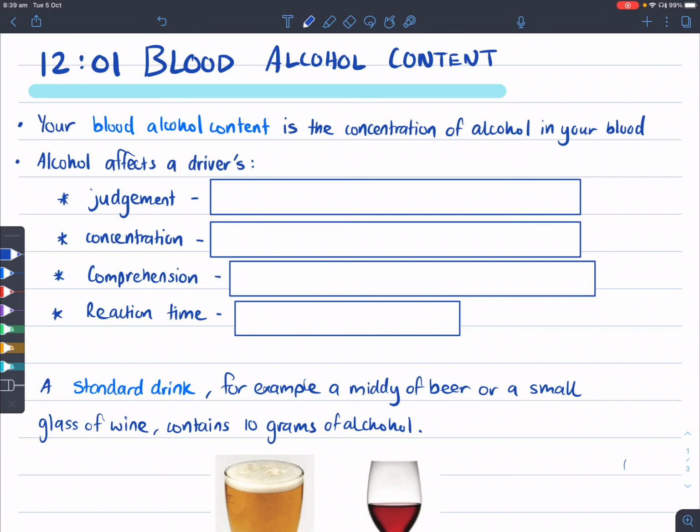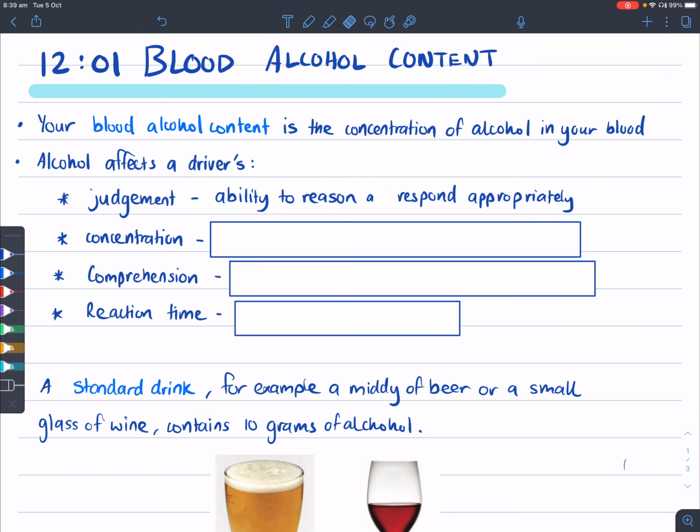In today's lesson, we're looking at blood alcohol content. Your blood alcohol content, or in short BAC, is the concentration of alcohol in your blood. So alcohol affects a driver's judgment. This is basically your ability to think or reason and respond appropriately.